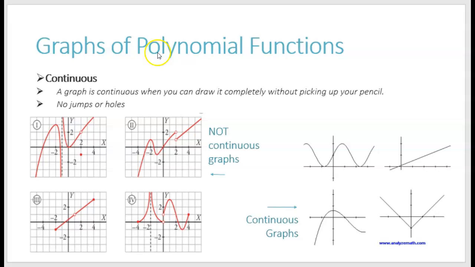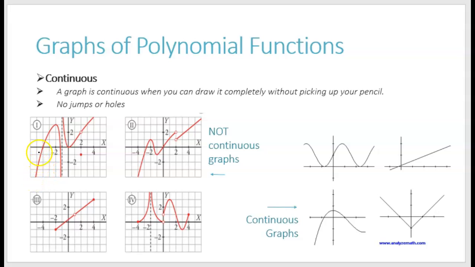Thanks for watching. We are looking this time at graphs of polynomial functions. There are some particular characteristics about the graphs of polynomial functions, and we're going to talk about those a little bit to get you used to that so you know what to look for, okay? First off, a graph of a polynomial function is continuous. That means you can draw it completely without picking up your pencil, and there are no jumps and no holes in the graph, okay? We're going to take a look at a few that are not continuous, and then some that are continuous so you can see the difference.